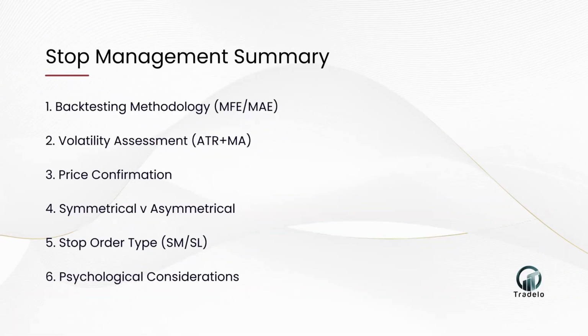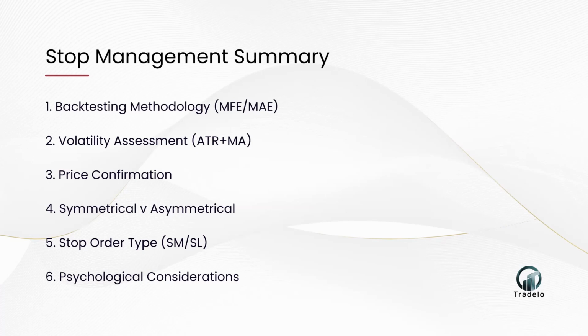Okay, let's summarize there. So 6 different thoughts, techniques, approaches to defining and learning about optimal stop placement. Okay, backtesting methodology. You can use the MFE and the MAE, as well as combining your stop size with your net profitability and your win rate. Factor in volatility. Okay, make sure you use an average, a moving average of your ATR, and factor in volatility.